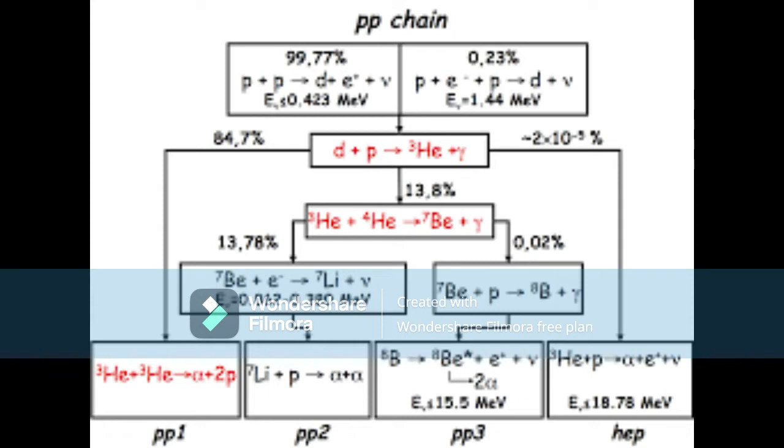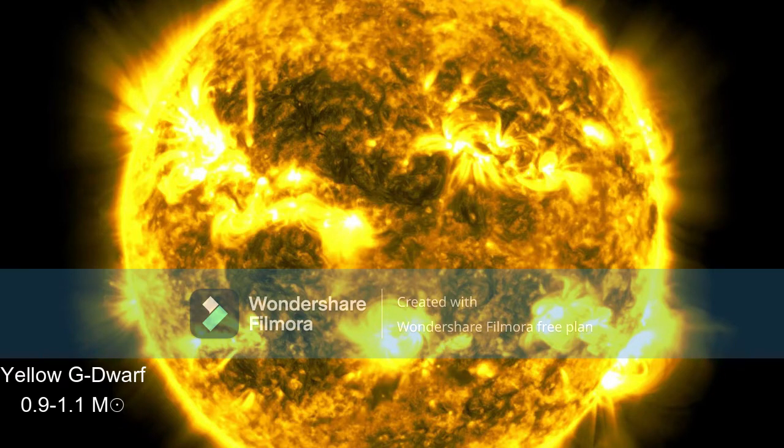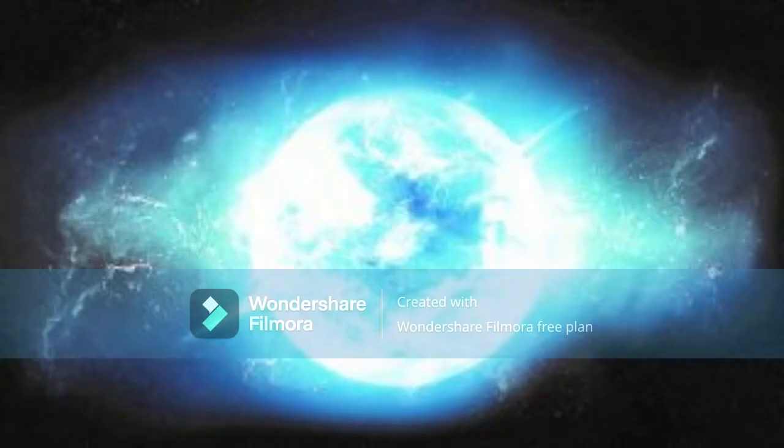So the core will start to shrink, generating more thermal energy by the Kelvin-Helmholtz mechanism. At such a higher temperature of 10^7 Kelvin, the proton-proton chain comes into action to produce atoms with higher masses. If the mass is between 0.9 to 1.1 of solar mass, like the Sun, then it will form a yellow G dwarf. And if it is within 1.1 to 1.4 of solar mass, they form a white dwarf.